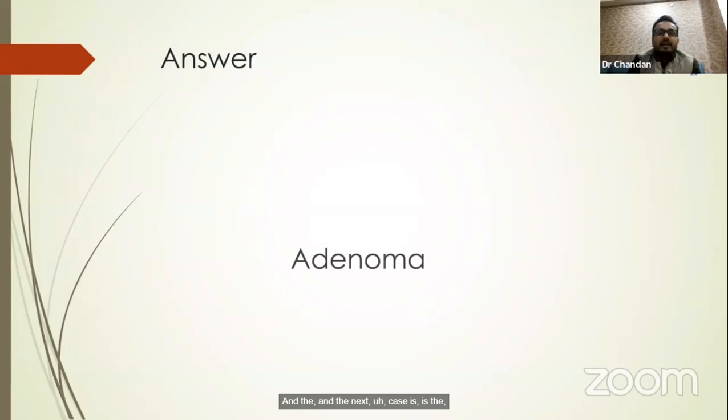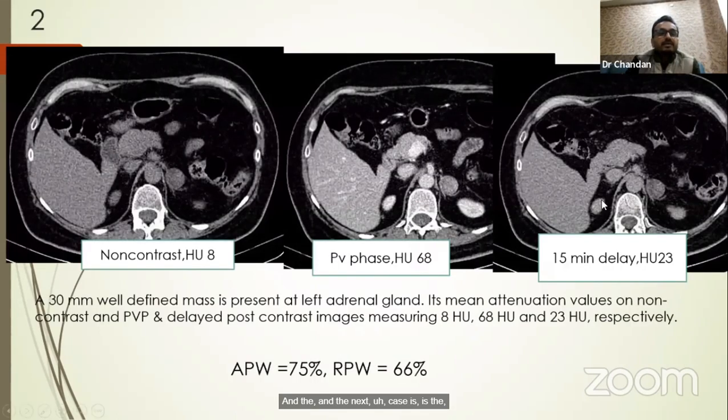Okay, and the next case. This is the non-contrast CT scan, this is the portal venous contrast CT scan, and this is the delayed phase of the contrast CT scan. On the non-contrast CT images, there is a hypodense lesion in the suprarenal location, measuring an HU of 8. In the portal venous phase, it shows mild contrast enhancement, with an HU of 68, and in the delayed phase images, the HU measurement is around 23 HU.